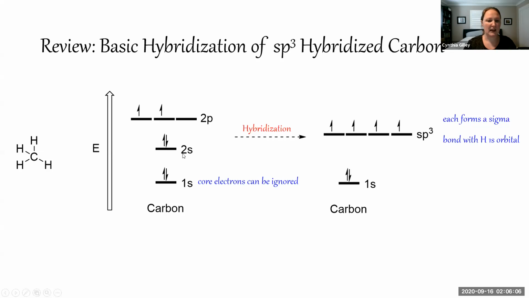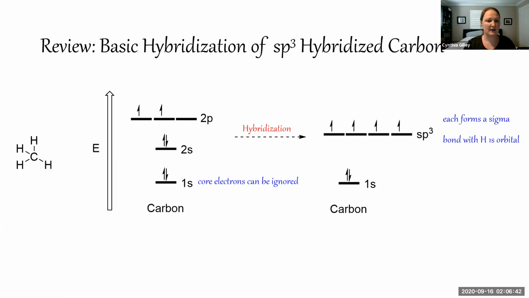So in order to do VSEPR, to have the groups the maximal angle apart that they can be from each other, the orbitals undergo hybridization before bonding. I just wanted to point out that the 1s electrons are our core electrons. These don't change or hybridize. And so from this point on, we are just going to be ignoring the 1s electrons for carbon. After this slide, we'll be focusing just on the 2s and the 2p, which are the valence electrons.